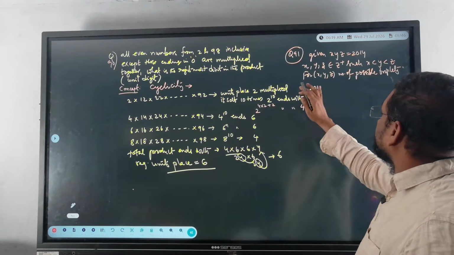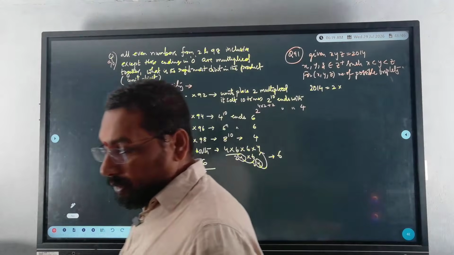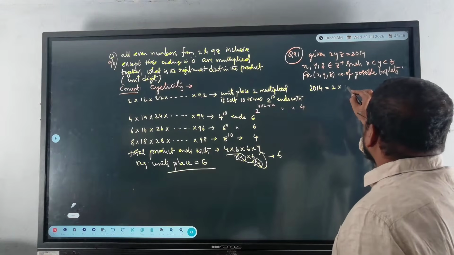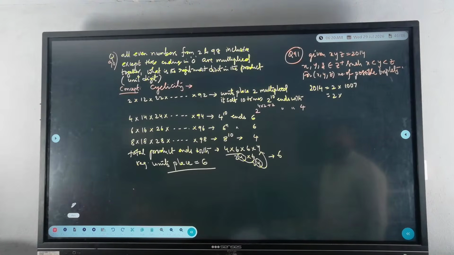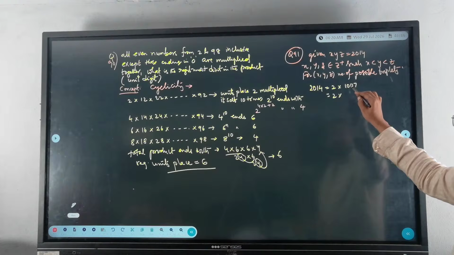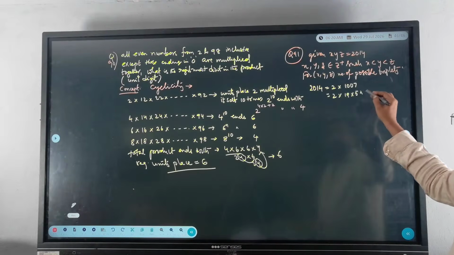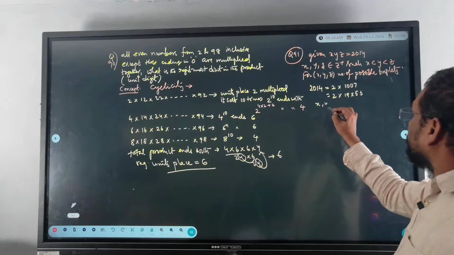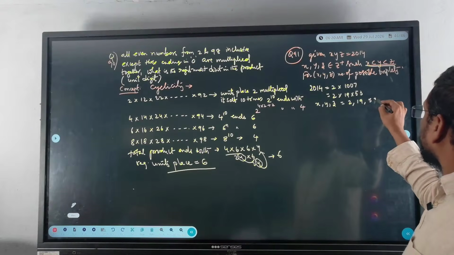So 2014 can be written as 2 into 1007. It is not divisible by 3, 5, 7, 11, 13, 17; 19 times 5 is 95, not divisible, but 19 times 53 is 1007. So 2014 is 2 into 19 into 53. With the condition x less than y less than z, one triplet is 2, 19, 53.